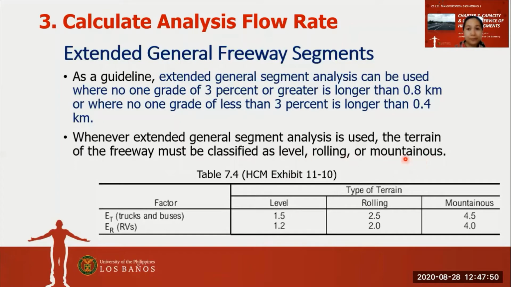And for the adjustment factor for heavy vehicles, for example, if we have a level terrain, then we need the ET for trucks and buses, and we can use the value of 1.5. If you have the RVs, then you can use 1.2, and so on. So we can use table 7.4 in determining these values, which we use in determining the heavy vehicle adjustment factor.